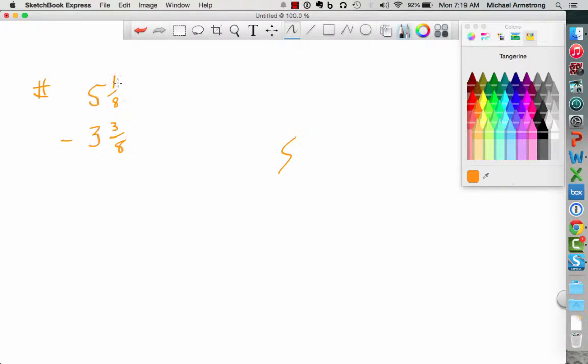5 1/8 take away 3 3/8. I can't take 3 away from 1. So this has to be renamed. So 5 1/8 is equal to 4 plus 1 plus 1/8. And that's the same as 4 plus 8/8 plus 1/8. So it becomes 4 plus, and 8 plus 1 is 9/8. Okay, so instead of 5 1/8, it's 4 9/8.